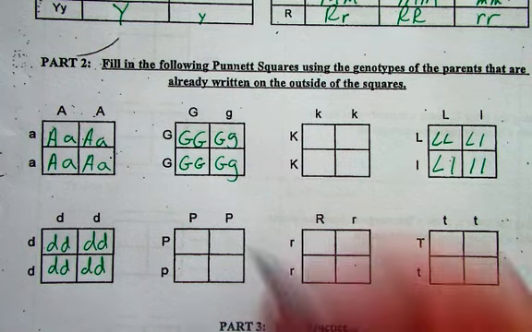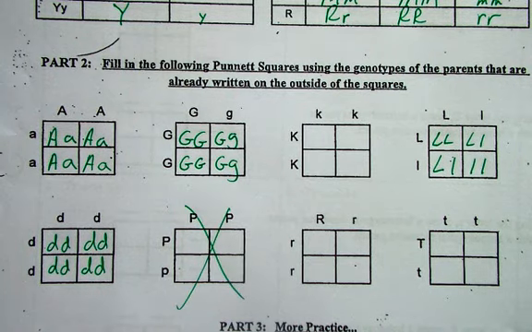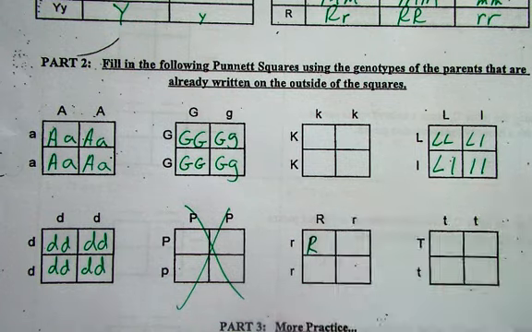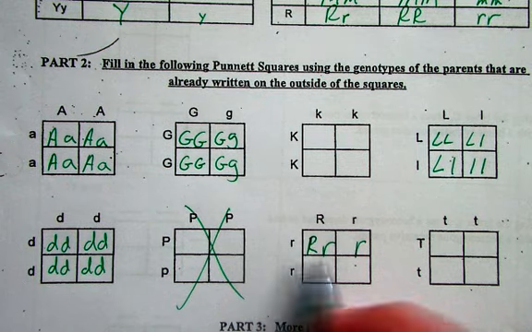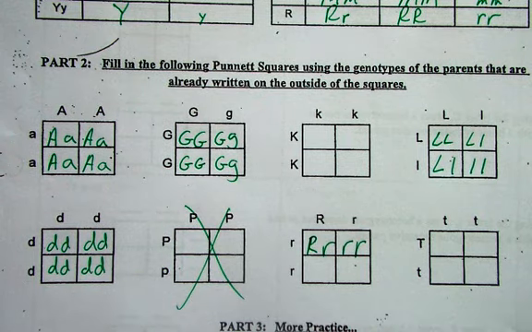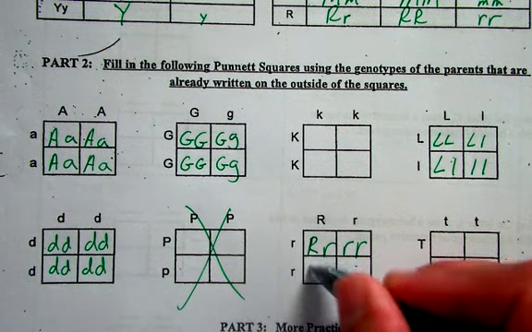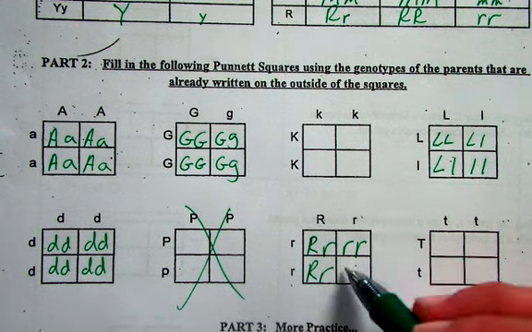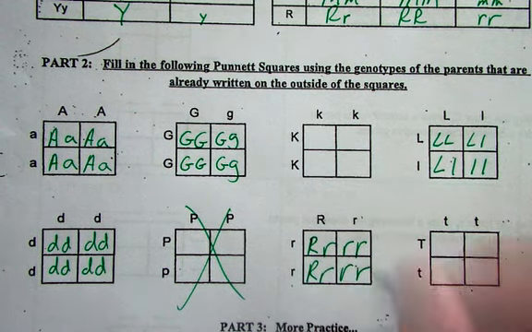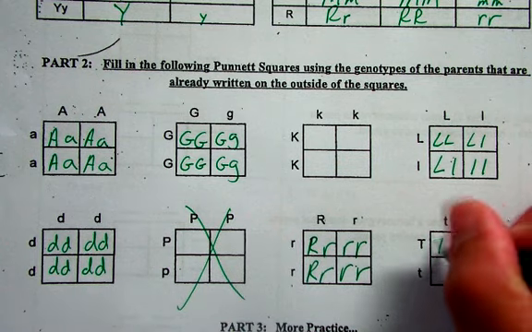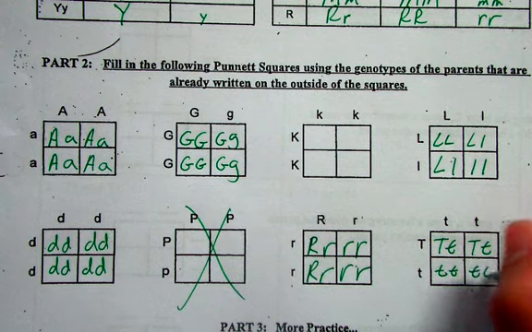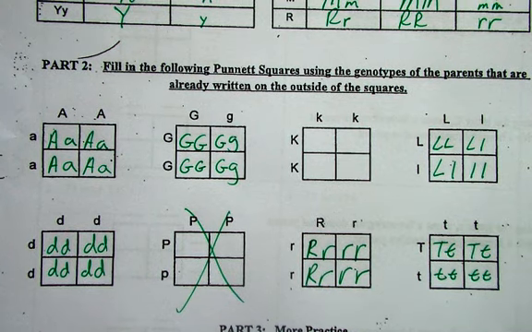Let's skip these P's because they look too similar. The R's, this big R comes down. Little r comes over. Little r comes down. Little r comes over. Big R comes down. Little r comes over. Little r down. Little r over. And then the T's look like this. And those are Punnett squares.